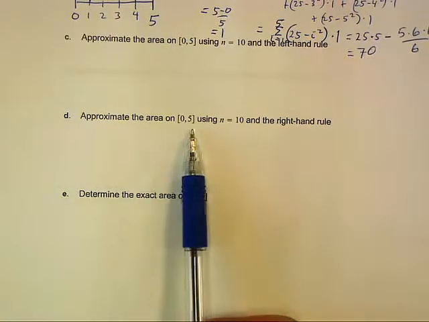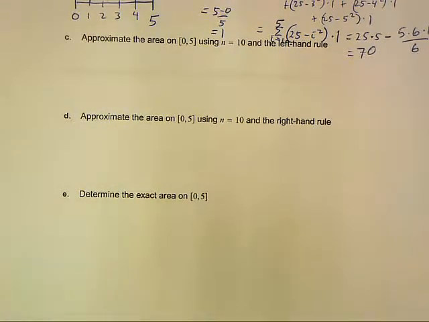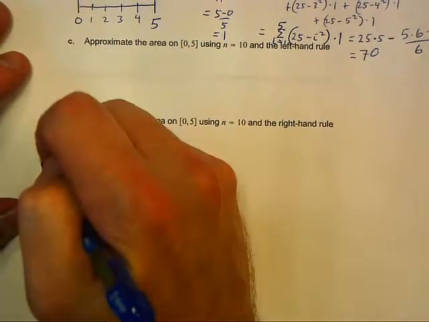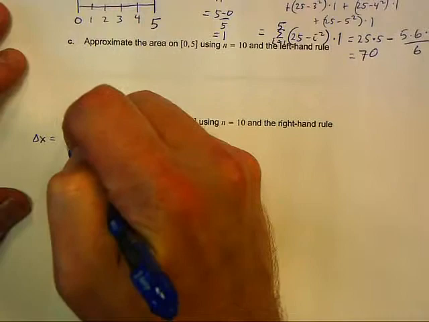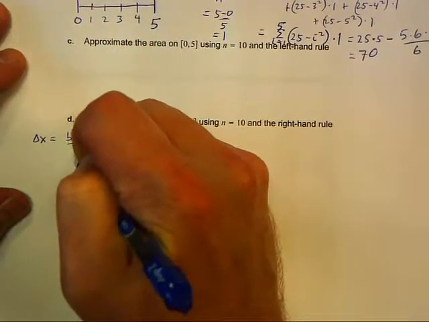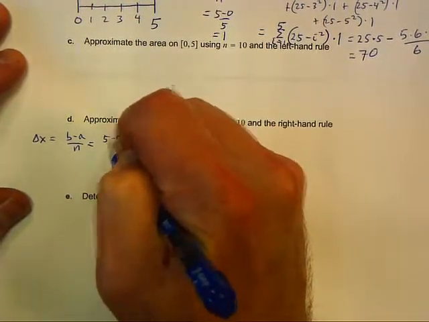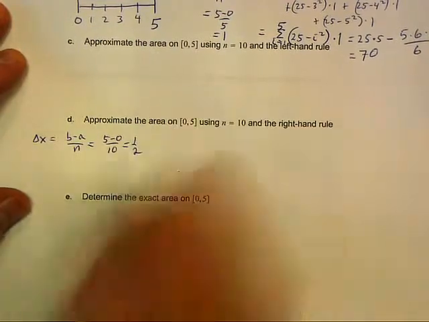Approximate the area on 0 to 5 using n equals 10 in the right-hand rule. So how do things change if n equals 10? The width is going to be a half. Delta x this time will be b minus a over n, which is 5 minus 0 over 10, which is a half.